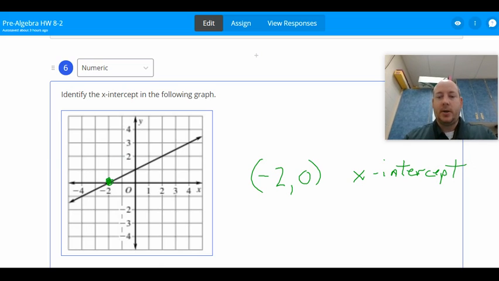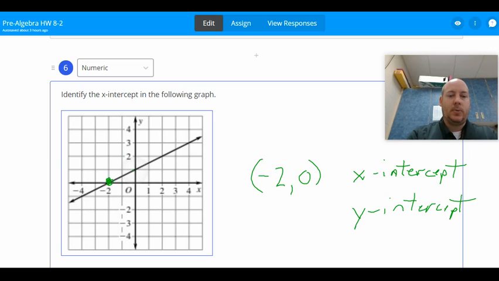If I want the y-intercept, all that's asking is, where's it touching the y-axis? Well, it's touching the y-axis right there, so that's at 0, 1. So the x-intercept: where does it touch the x-axis? Y-intercept: where does it touch the y-axis? And all linear equations, with the exception of two, and I'll show you those in a second, are going to go through those two axes. They are going to touch there.